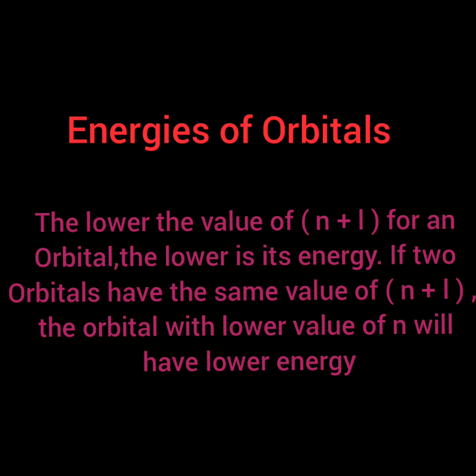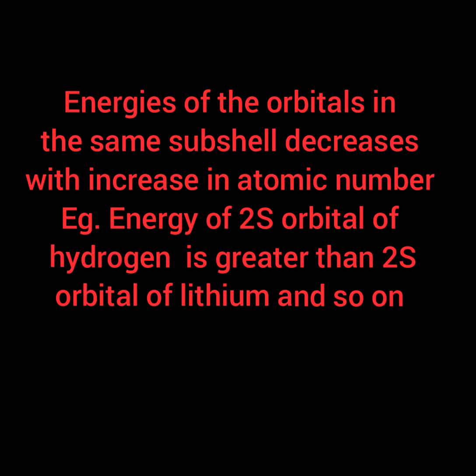Energies of the orbitals: the lower the value of n plus l for an orbital, the lower is its energy. If two orbitals have the same value of n plus l, the orbital with the lower value of n will have lower energy. The energies of the orbitals in the same subshell decrease with the increase in atomic number. For example, the energy of the 2s orbital of hydrogen is greater than that of the 2s orbital of lithium, which is greater than that of the 2s orbital of sodium, and so on.